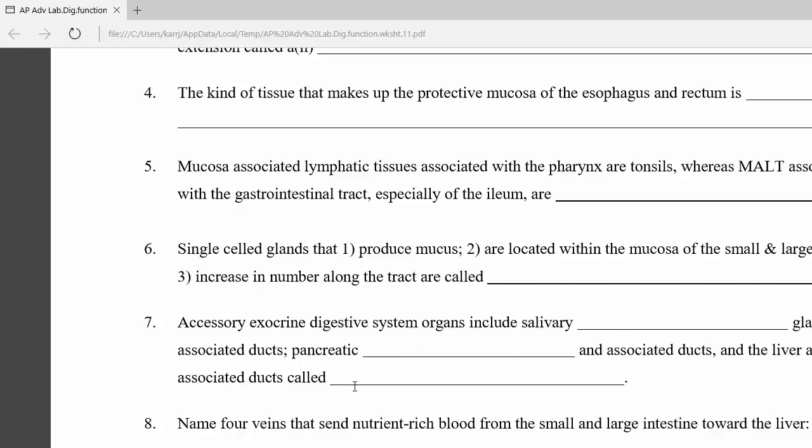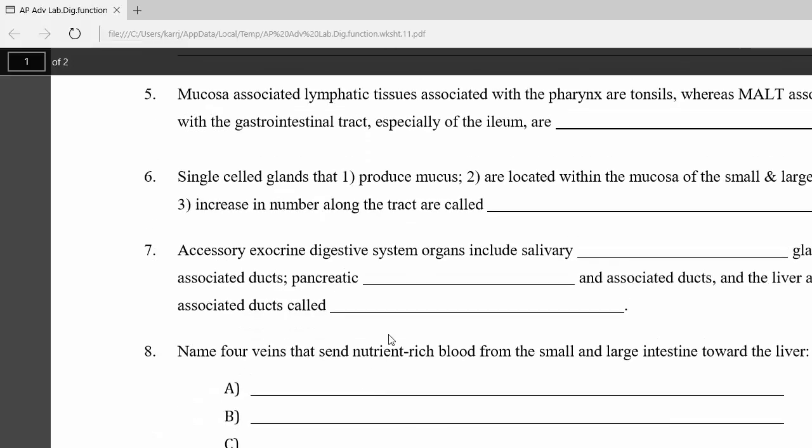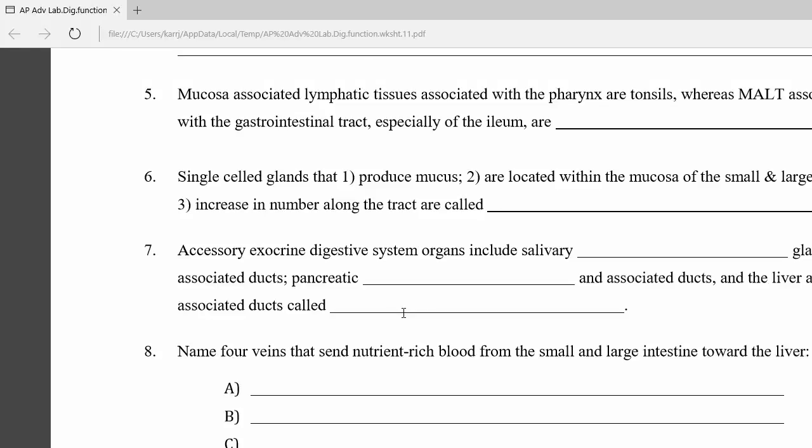The liver and its associated ducts are called, well, we have the organs, the hepatic duct. We don't call it a bile duct, we call it a hepatic duct, and hepatocytes. And then what do we call the tiny little vessels leading to the hepatic duct? Canaliculi, the bile canaliculi.